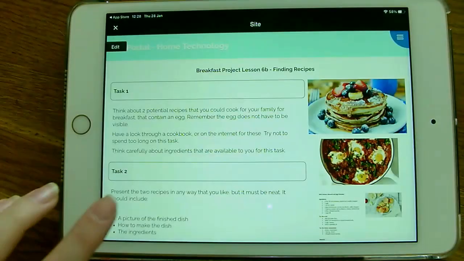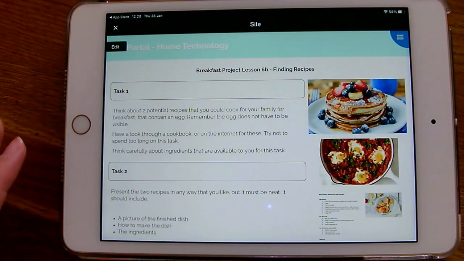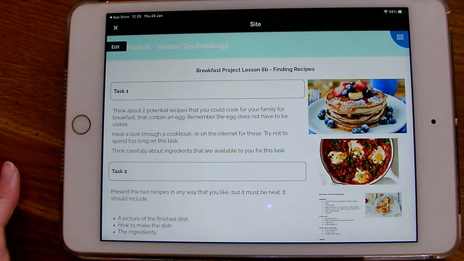Remember that the egg doesn't have to be visible, so it could be something like pancakes, etc., where the egg is mixed in. Have a look back at the mind map that you completed previously to give you some more ideas as well, because lots of you produced some fantastic mind maps that showed lots and lots of your own knowledge and some ideas for some potential recipes as well.